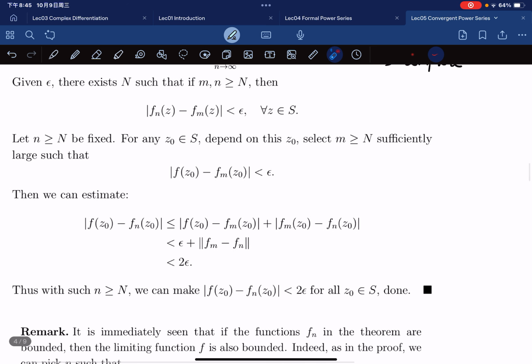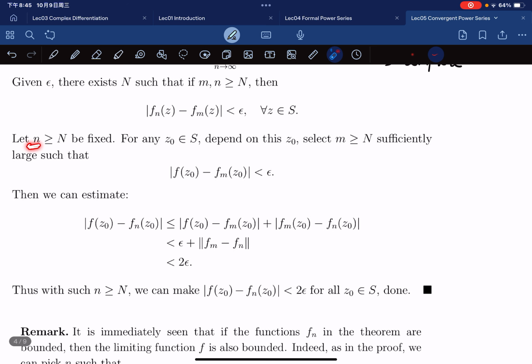So we see that if we fix an n, if this little n is fixed, for any z naught we can make this less than 2 epsilon, right? Which means that it is uniformly convergent, right? Take your time to digest this.